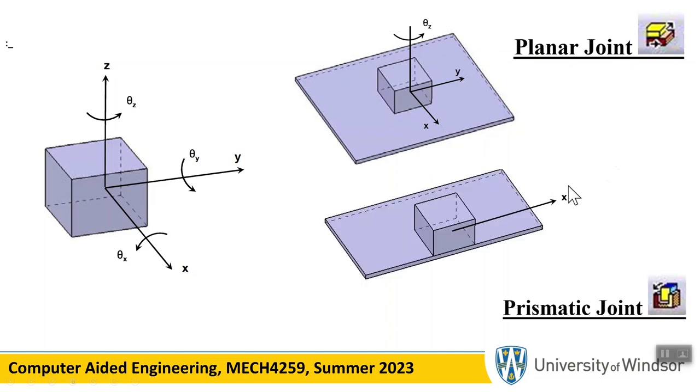If, on the other hand, we also insist that the edge of this block goes along a straight line, for example, the edge of this block travels along the edge of this, let's say, base, then this planar joint actually becomes a prismatic joint.